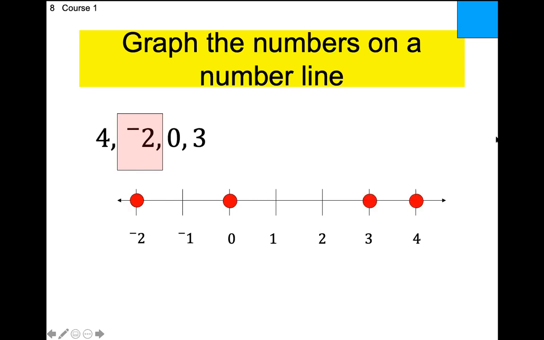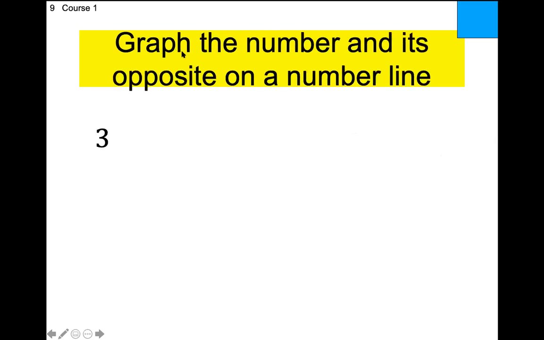Tonight for homework, this will be the second thing they want you to do, which is graph a couple numbers on a number line. Not a big deal. Make sense? David, make sense? Yep. Cool. All right. Next thing.